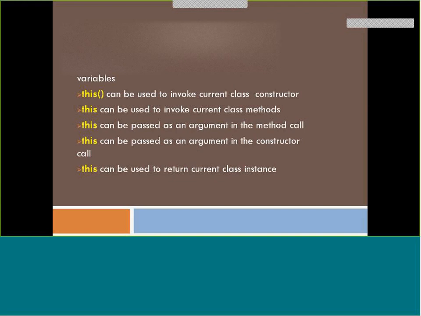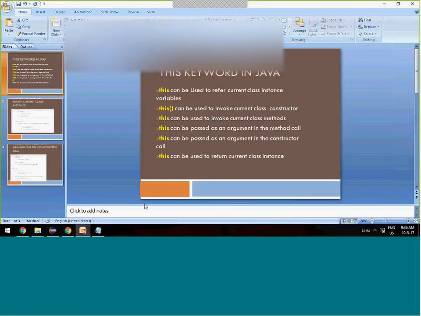The this keyword in Java plays the most important role. It can be used to refer to a current class instance variable. It can be used to invoke a current class constructor. It can be used to invoke a current class method. It can be passed as an argument in a method call. It can be passed as an argument in a constructor call. It can be used to return the current class instance.